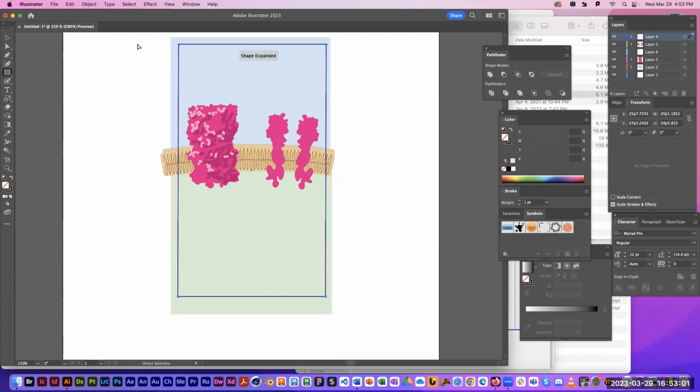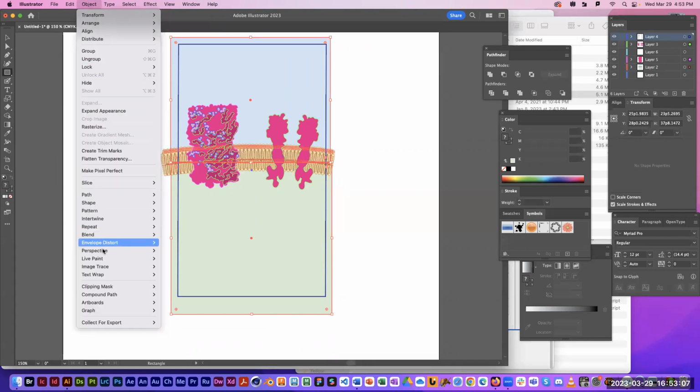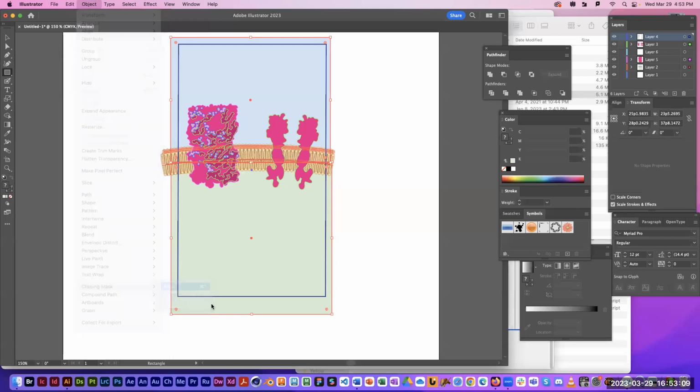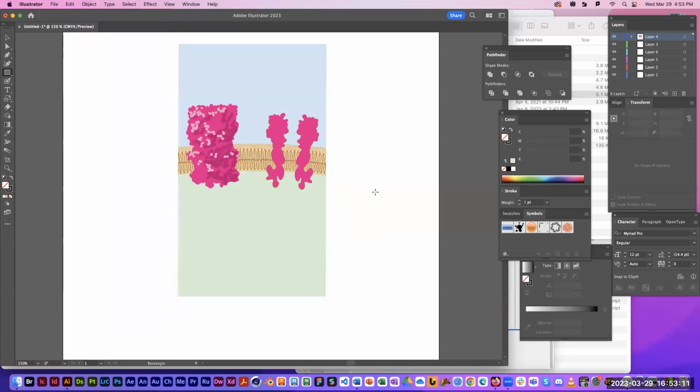would be to select all of this and make it a clipping mask. Object, clipping mask, make. And now that has ensured that it cropped it to the exact width that I wanted of 20 picas. So again, I'm still working on an 8.5 by 11 document, but I've cropped it to the exact width of 20 picas, which is in the specifications.